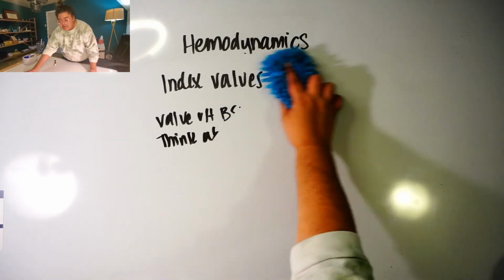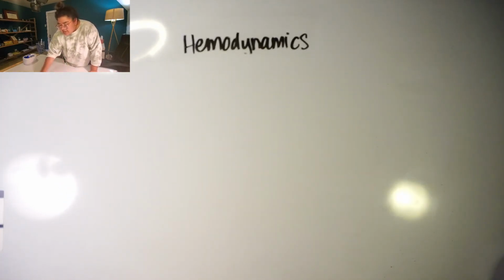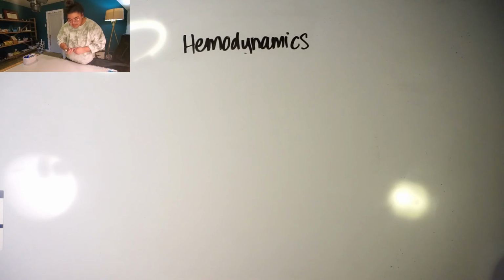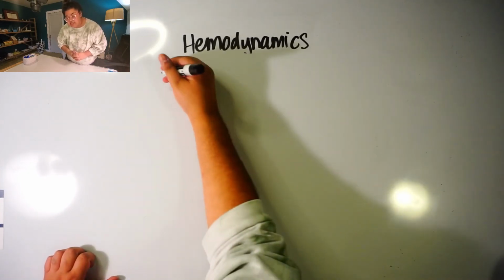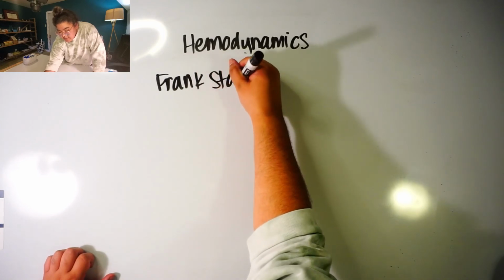So that's index values. The last thing I want to talk about is Frank Starling's law, or Frank Starling's curve, okay? So the Frank Starling curve.